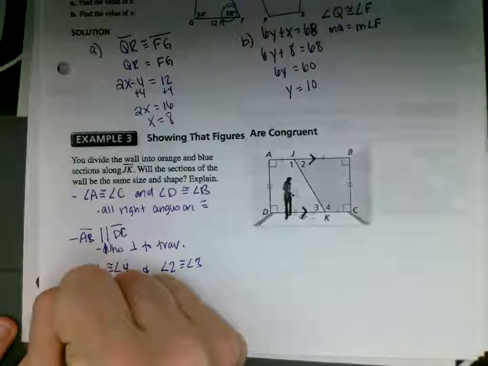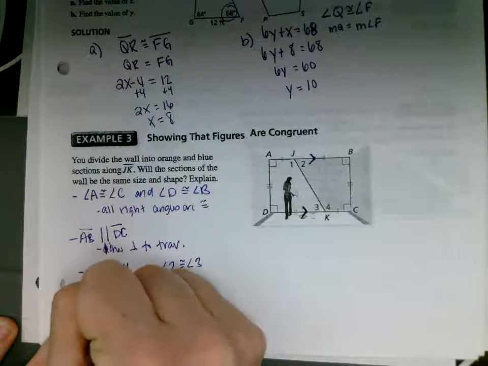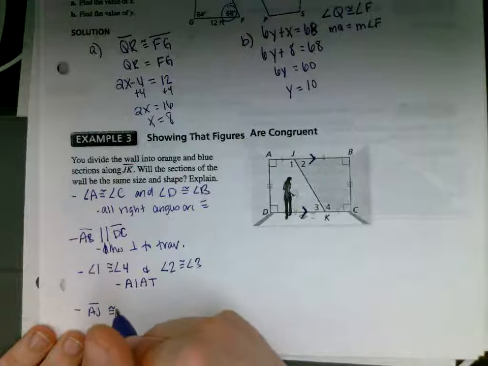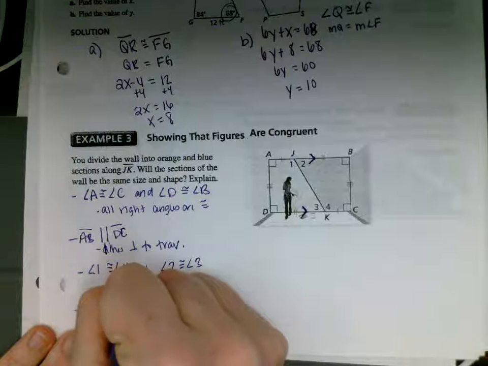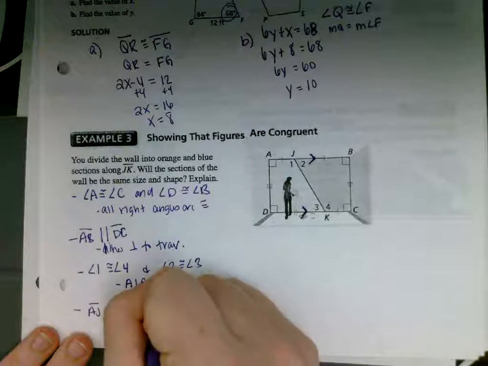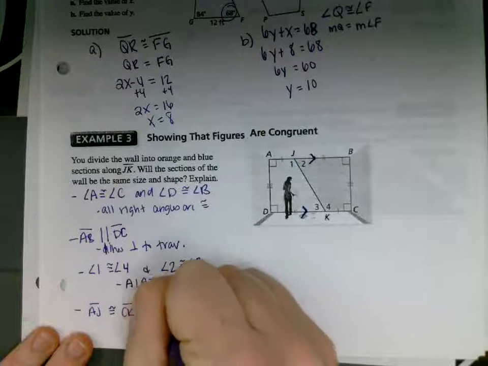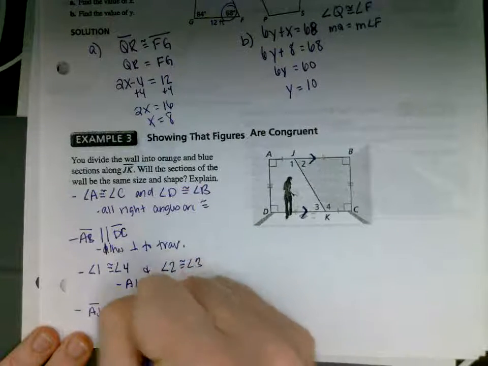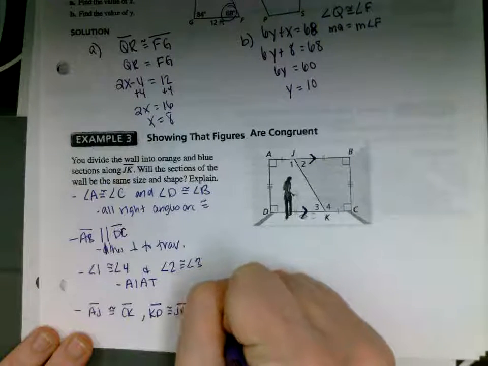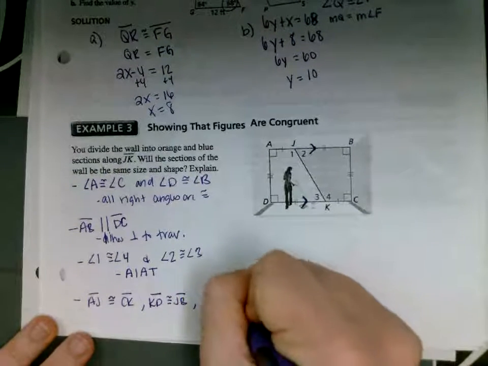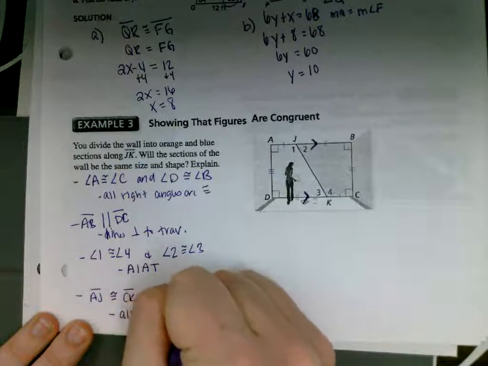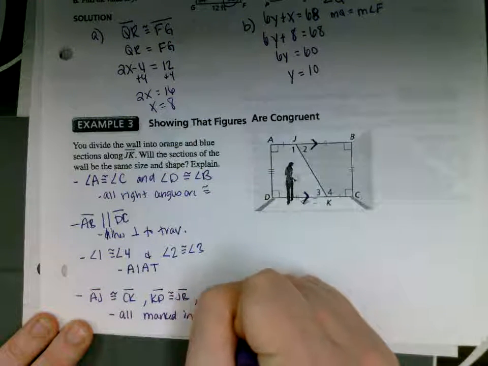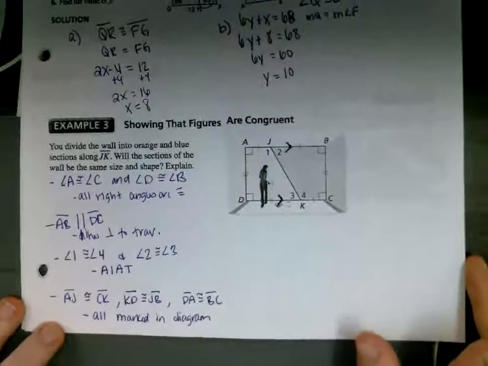Then the next part, I know that segment AJ is congruent to CK. And I know that KD is congruent to JB. And I know that DA is congruent to BC. Because all of these are already marked for us, so all marked in diagram. I'm trying to show you where I got all of this from.